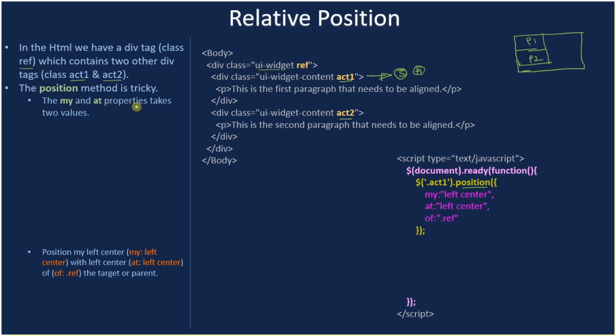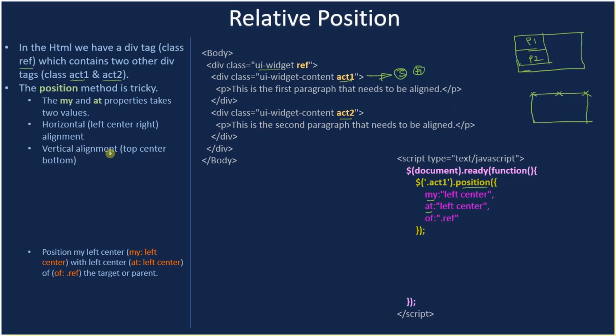The my and at properties take two values. Here if you see, we are using my and at. It is taking two values with a space in between. Horizontal: left, center, right alignment. Vertical: top, center, bottom alignment. So if you take a box here, the jQuery UI makes use of left, right, center. That's for horizontal.